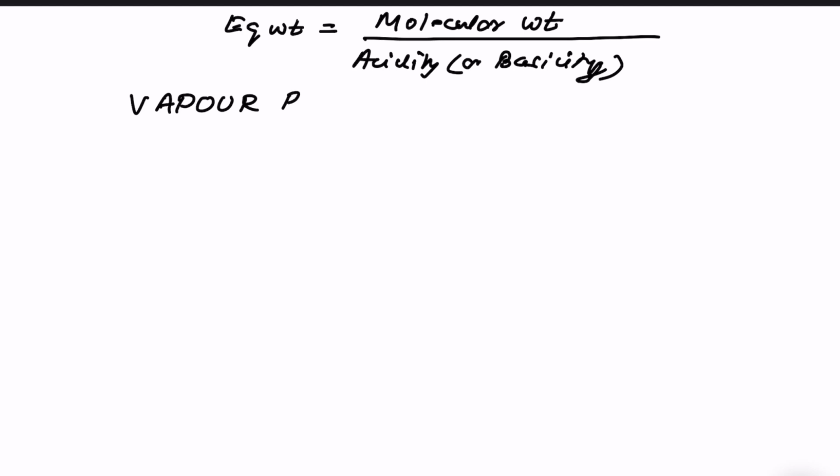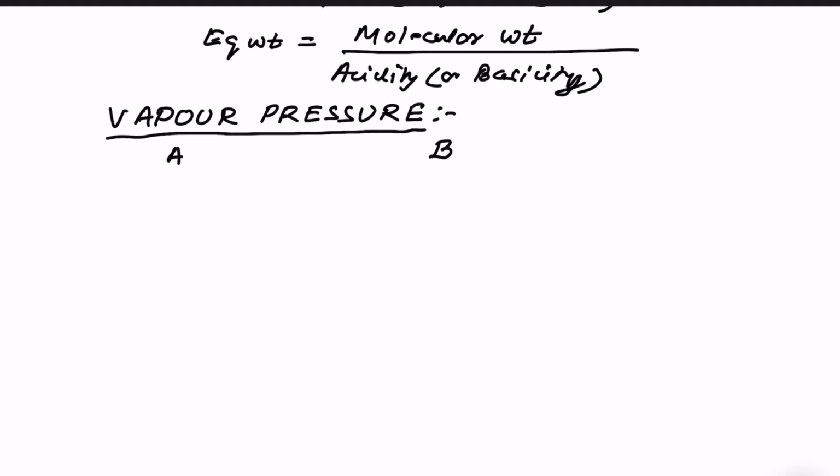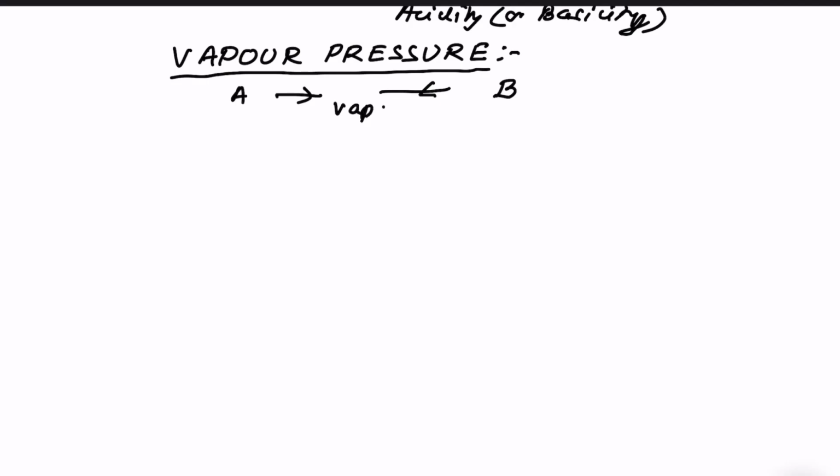What do we mean by vapor pressure? Vapor pressure means the pressure exerted by the vapors of any substance. Now, a substance is going to form vapors only when it is a volatile substance. Suppose I have two substances, A and B. I am making a solution from these two components, and both of them are forming vapors.